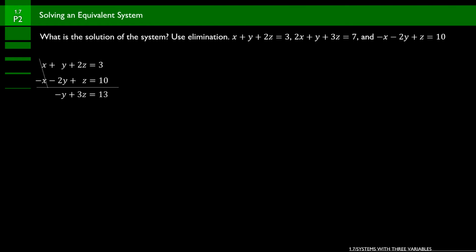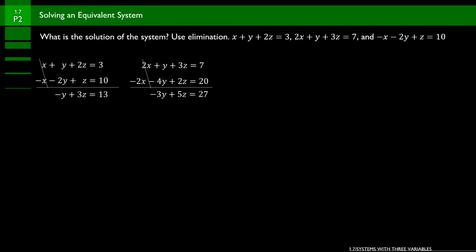I'm going to grab 2x plus y plus 3z equals 7, and stack that on top of negative x minus 2y plus z equals 10. Now again, in order to eliminate the x in this system of equations, I'm going to multiply that bottom equation by 2. When I do that, I'm left with negative 2x minus 4y plus 2z equals 20. So my x's eliminate, and then I'm left with negative 3y plus 5z equals 27.